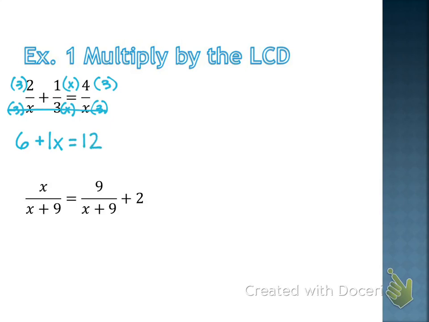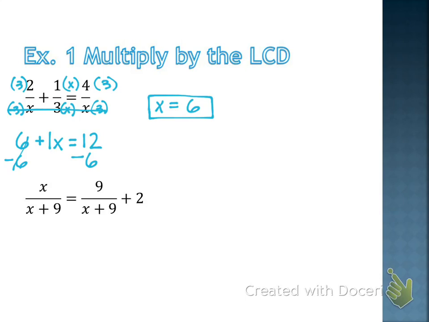Now I just have a regular equation that I can work with. I don't have to worry about simplifying a fraction. Okay? Now, let's just solve for x. What would I do first? Subtract 6. And 1x is equal to what? 6. Now, do I need to divide by 1 here to get what x equals? No, because anything divided by 1 is still itself. So what does x equal? 6. Here's my final answer. Just like that.